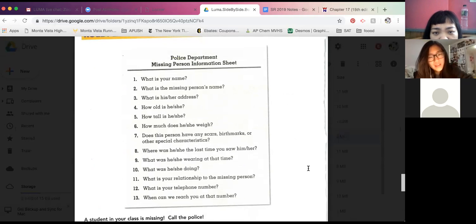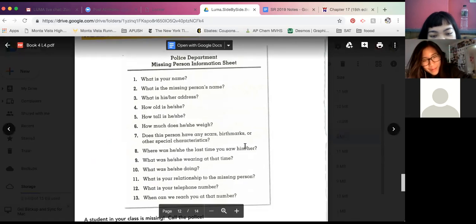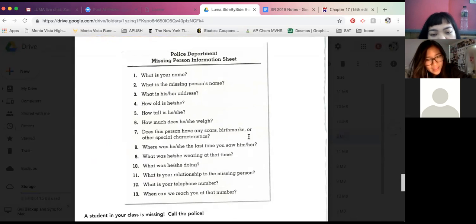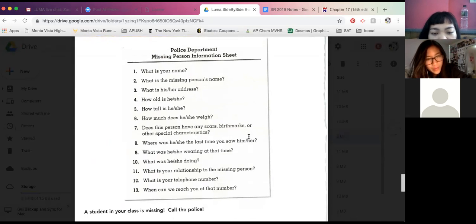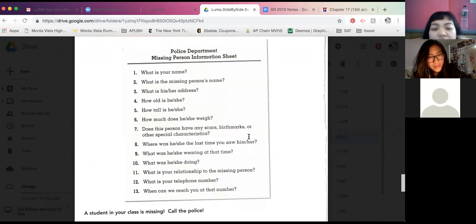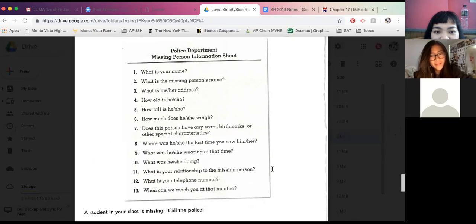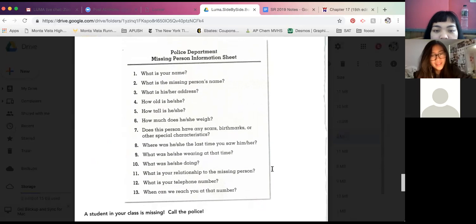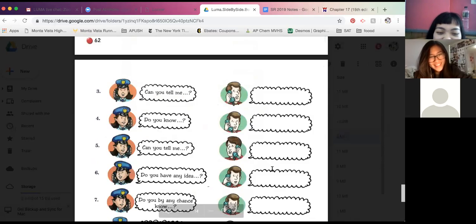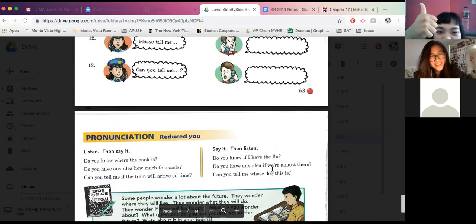I think it makes more sense. Like, could you tell me what your relationship? Can you tell me what your relationship to that missing person is? That sounds kind of unnatural. I guess like, could you tell me what is your relationship to that missing person? I guess both of them work, but it just sounds a little bit awkward. Okay, it's fine though. Okay, so my relationship to the missing person is friend. Okay, I think that is okay.